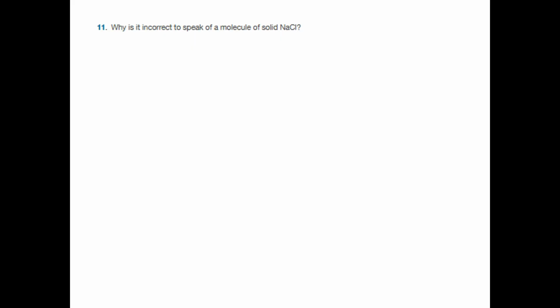So typical questions would be something like this one from OpenStax. It says, why is it incorrect to speak of a molecule of solid sodium chloride? And the answer is quite simple. There are no molecules in an ionic compound, because ionic compounds exist as crystals where we have an extended array of oppositely charged ions. So there are no molecules, they don't exist. There's no discrete little bundles of NaCl. There's just an extended crystalline lattice of sodium and chloride ions. So something like this, it says sodium chloride consists of discrete ions arranged in a crystal lattice, not covalently bound molecules.